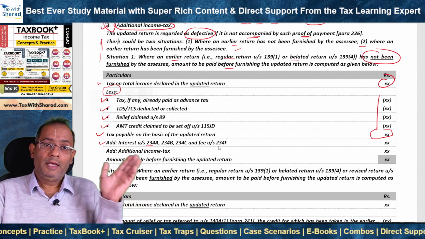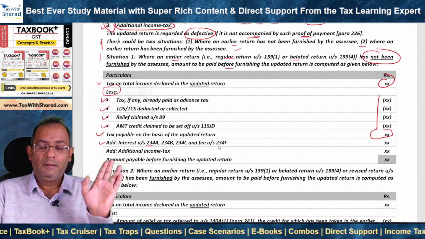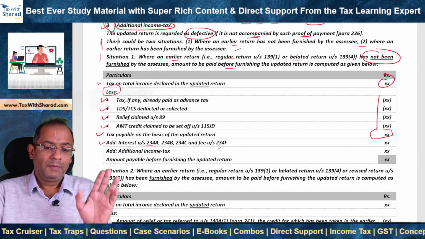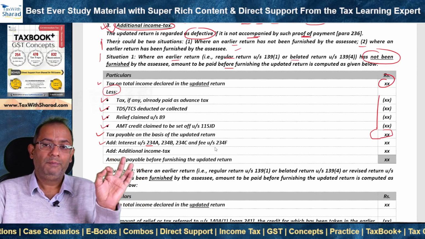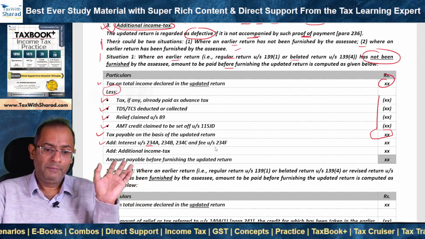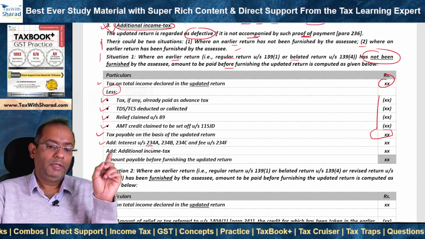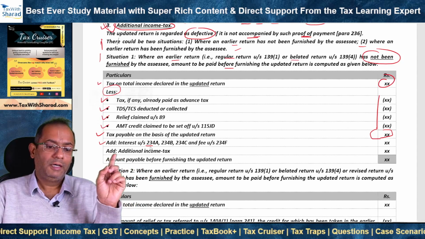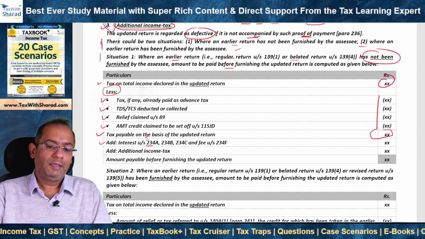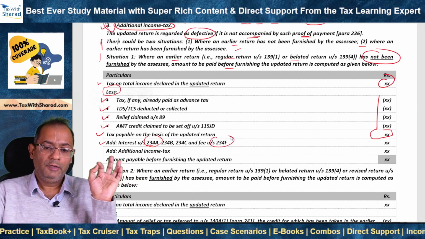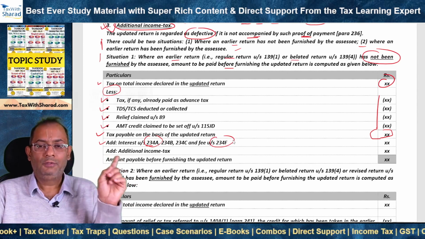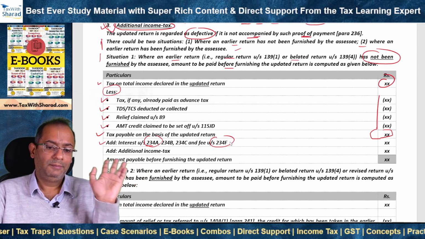Because no return has been furnished so far and the updated return is the first return, that means there has been a default in furnishing the return of income by the due date prescribed under section 139(1), and therefore two things will happen. First, the SSE needs to pay interest under section 234A for default in furnishing return of income, and also fees under section 234F of 5,000 or 1,000 as the case may be.